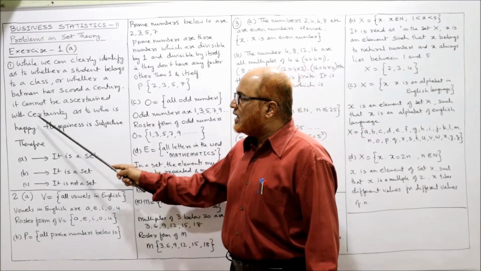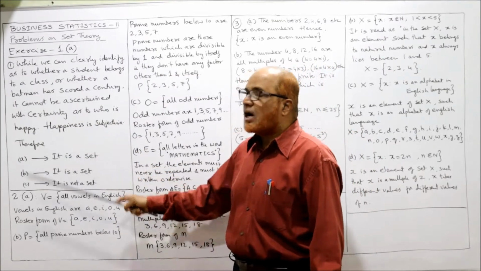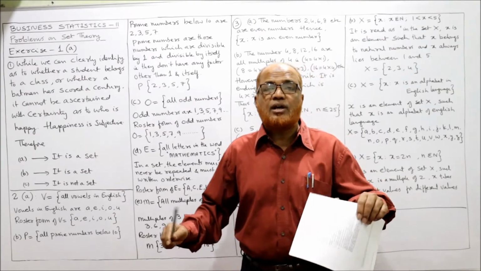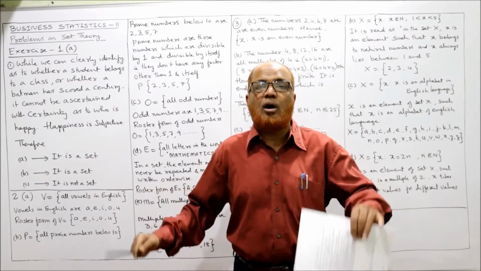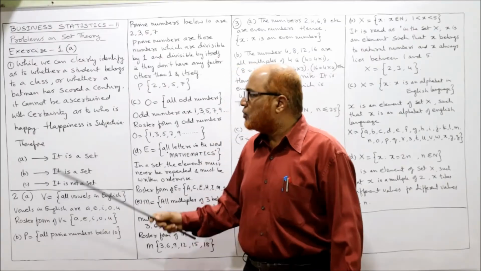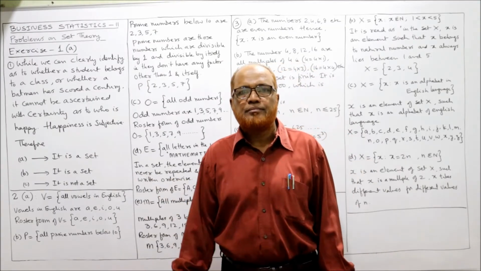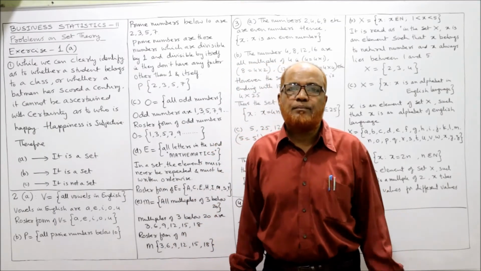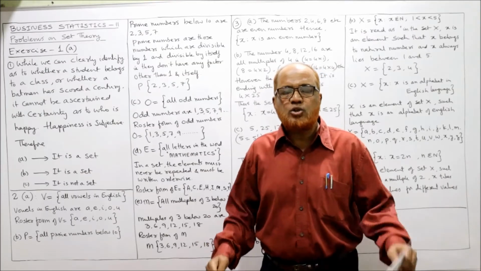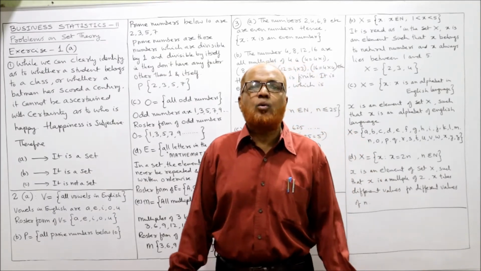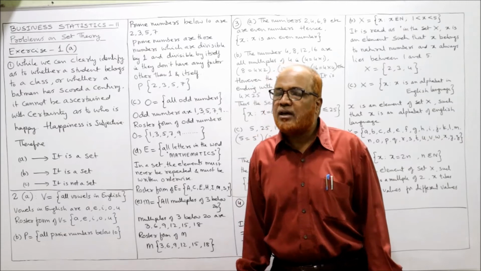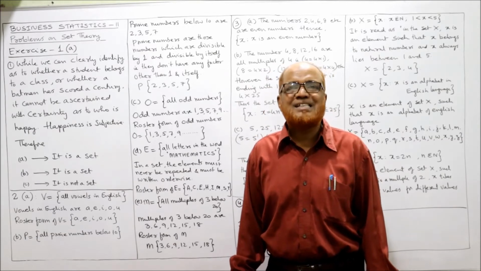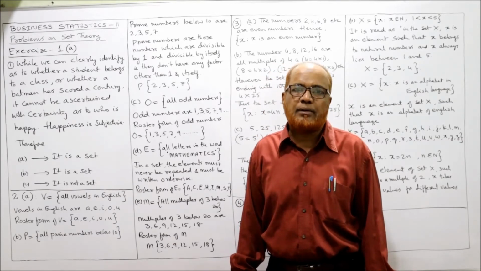It cannot be ascertained with certainty who is happy. We don't have any standard or norm to measure happiness. Happiness is subjective; it differs from person to person. So we cannot say who is happy and who is not happy, and we cannot make a set of the happy people.